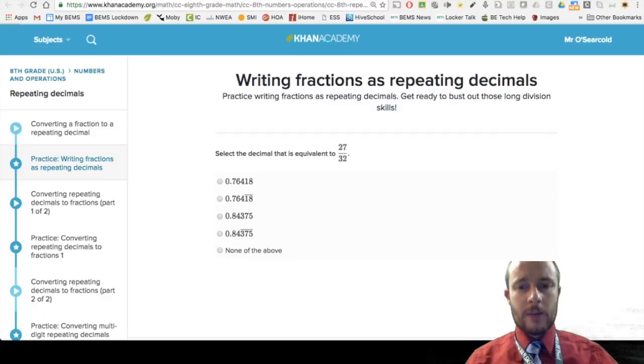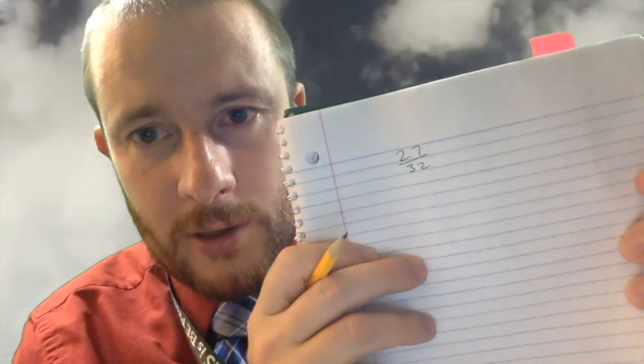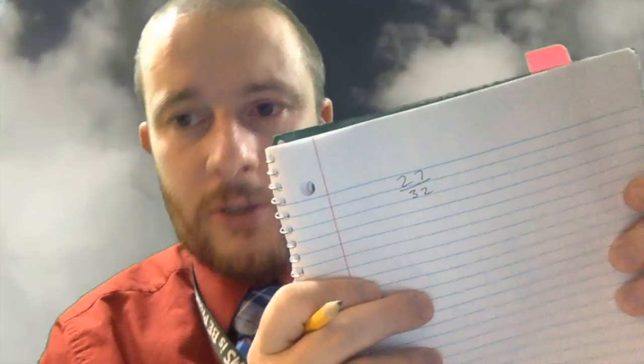27 divided by 32. Now at this point, it's probably a good idea to grab your pencil and paper, pen and paper, whatever your fancy is. I'm going to grab a pencil because I actually like pencils. And as we fly through the air, we're going to look at 27 divided by 32. That's a fraction. We want to write this as a decimal.